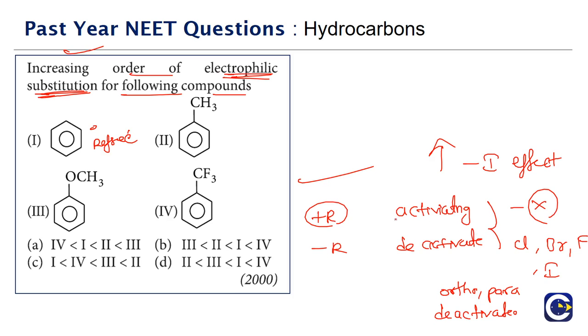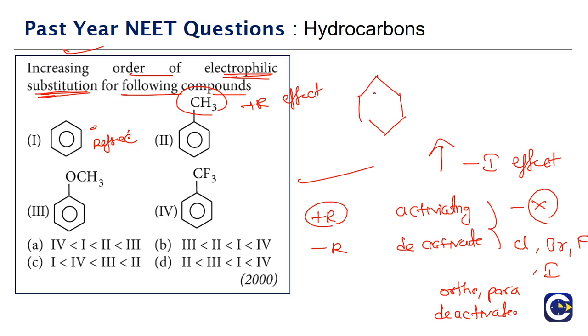Okay, so now let us come to the problem over here. So we have here the comparison. So increasing order of the electrophilic substitution we have to represent. So if you look at what is there attached to benzene, we have a methyl group. So methyl group will show plus R effect because of the hyperconjugation structures. So what is a hyperconjugation structure?